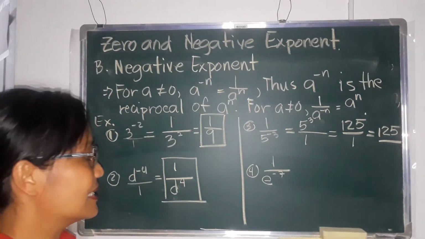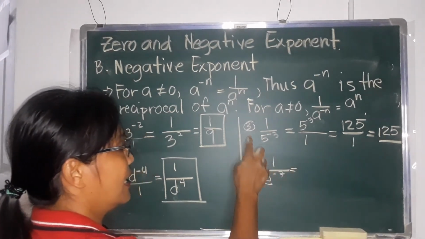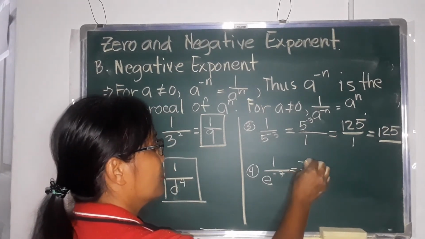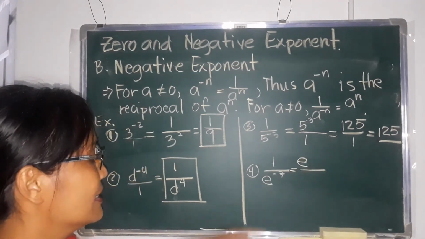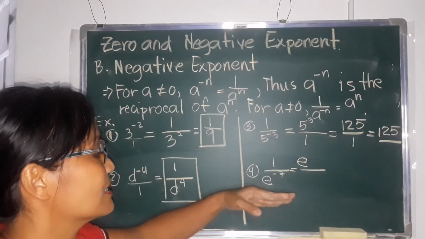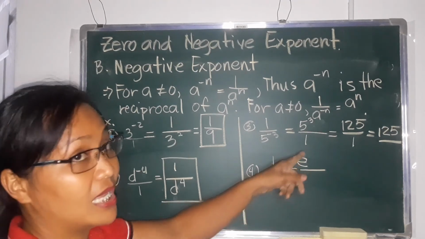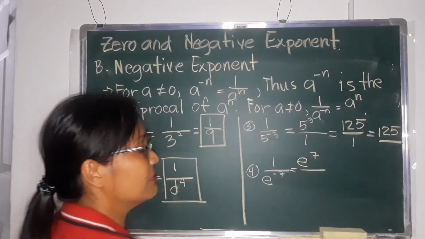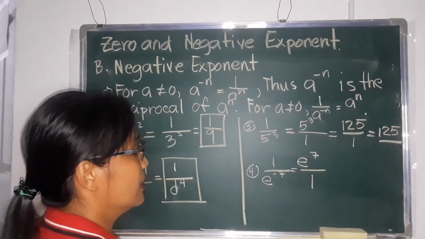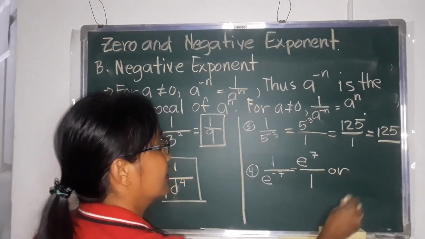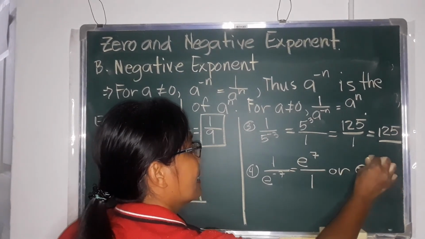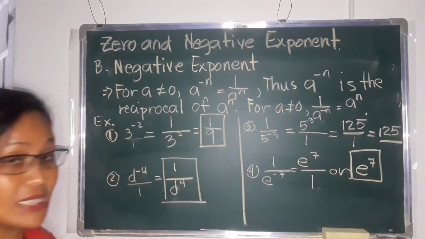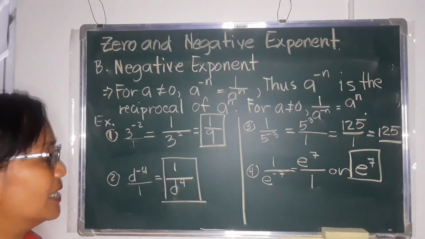Got it? Next example, the same as example number 3. We need to put a line. Then the negative exponent will be transferred. Since the e raised to negative 7 is on the denominator, let's move it to the numerator. Reciprocal. So e raised to 7, remove the negative sign, and then over 1. Or simply, since this is not a number, just write e raised to 7 without the denominator 1. Final answer. Okay? So, I'm going to give you more.